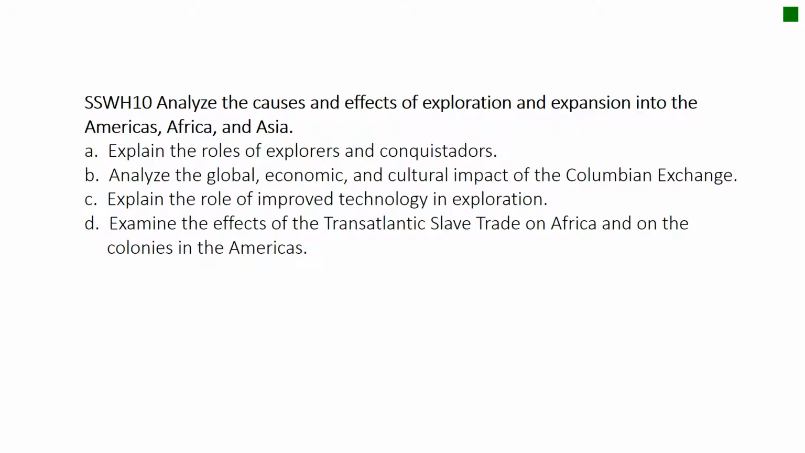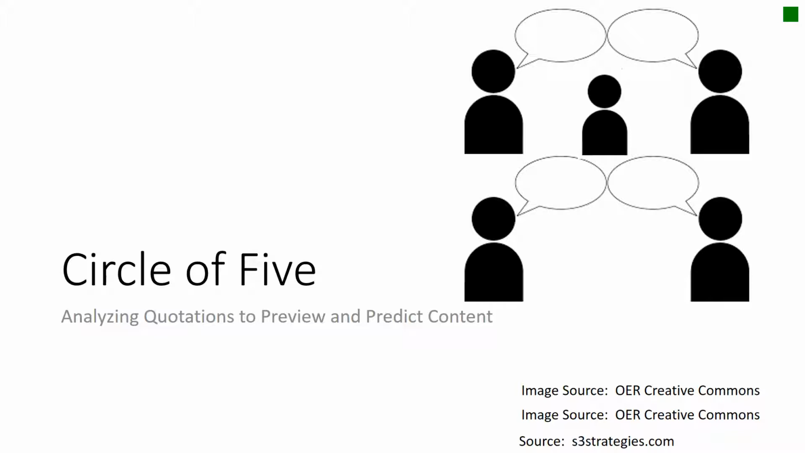the Americas, Africa, and Asia to demonstrate the instructional activity from the S3 strategies group known as Circle of Five. Throughout this activity, we are able to assess students' prior content knowledge while integrating multiple information processing skills such as analyzing primary and secondary sources. Circle of Five can be used to preview an historical event or to predict what might happen as a result of an historical event. This activity is perfect for the inquiry-based social studies classroom.